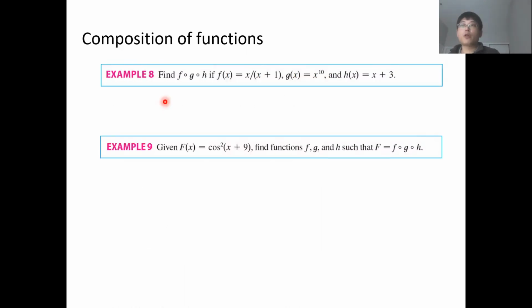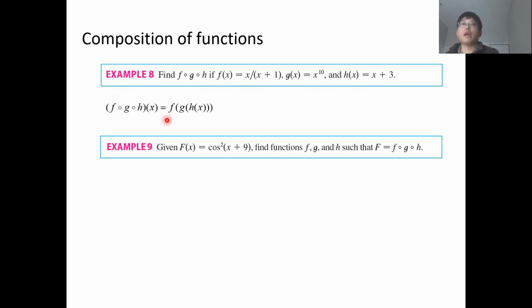Finally, let's look at the following two examples. For example 8, we wish to find f circle g circle h, where f is a fraction, x divided by x plus 1, g is the power function x to the 10th power, and h is the linear function x plus 3. Okay, so still by definition, f circle g circle h of x.